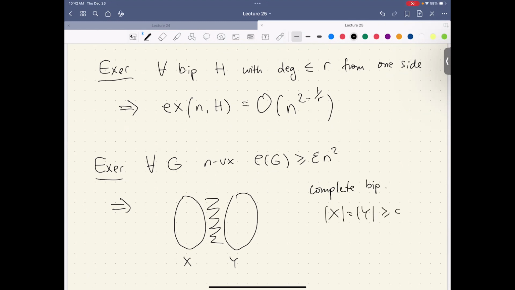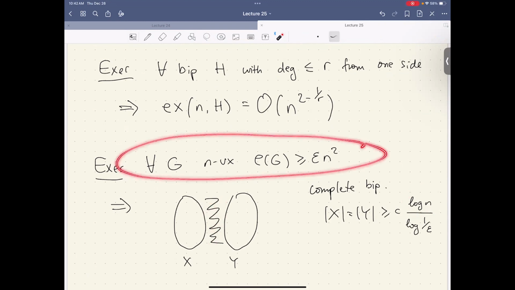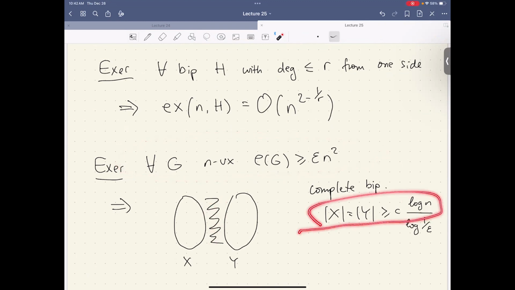Y is at least some constant times log n over log 1 over epsilon, I believe, something like this. Log n order complete bipartite graph. This is easy. This is just covariance. That's a corollary of that.